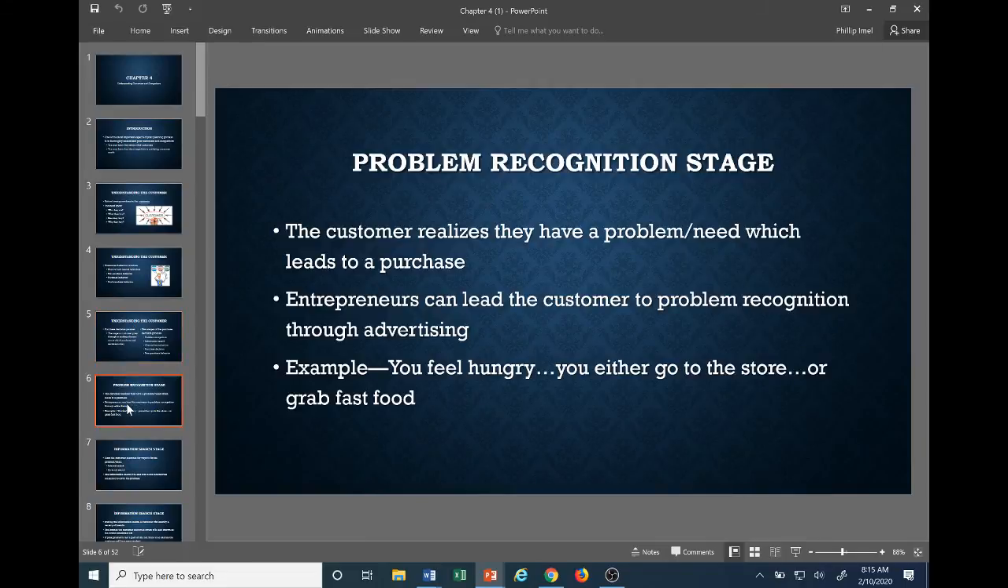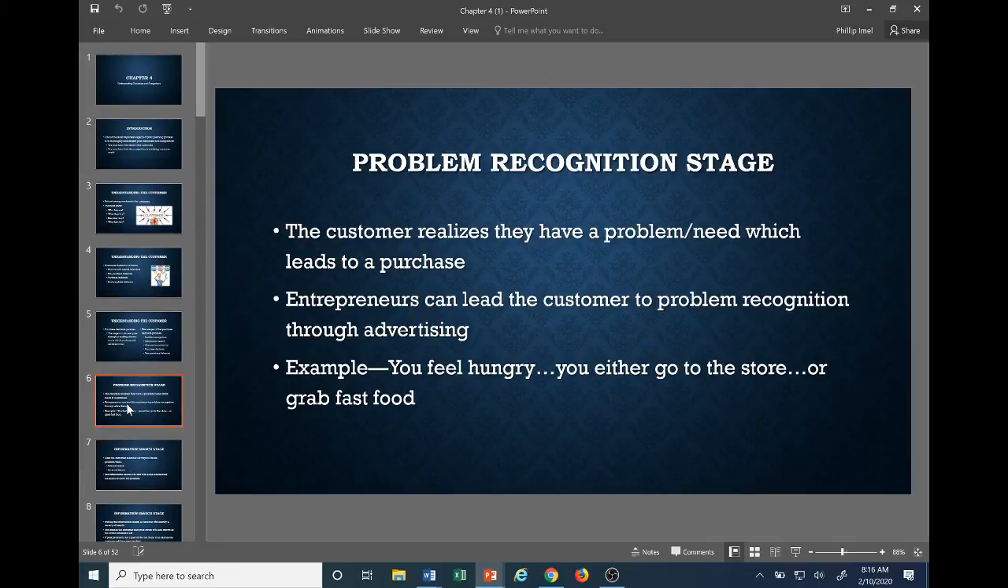The problem recognition stage, obviously, is the first stage of the purchase process for the consumer. Here the customer realizes they have a problem or need, which leads to a purchase. Obviously they're not going to buy anything if they don't feel that they have a desire or a need for a service or a good.